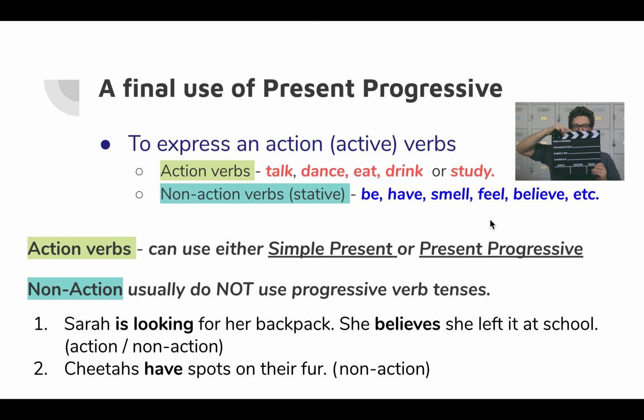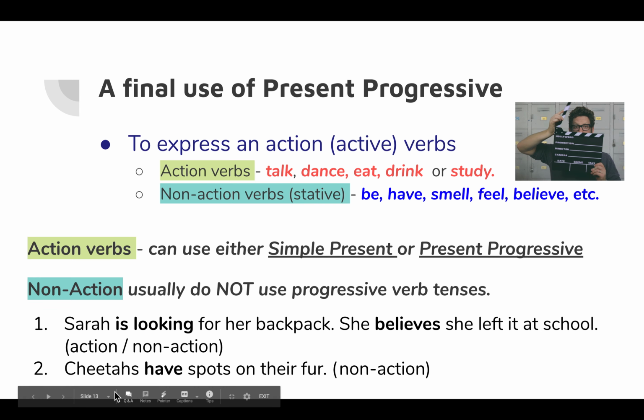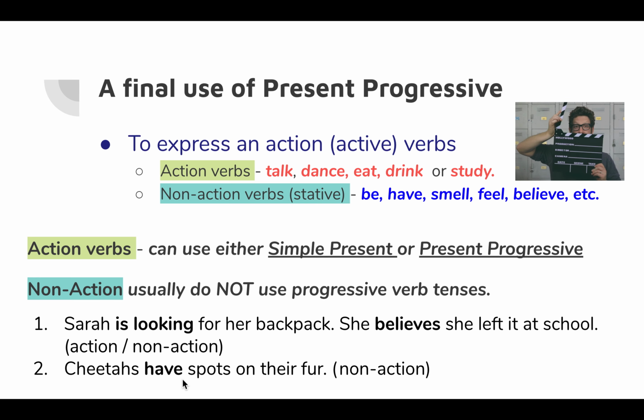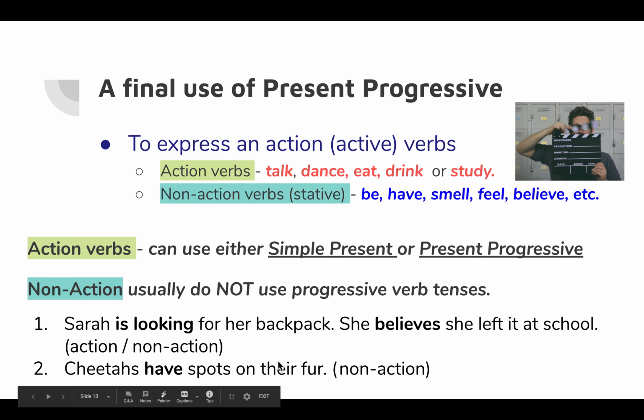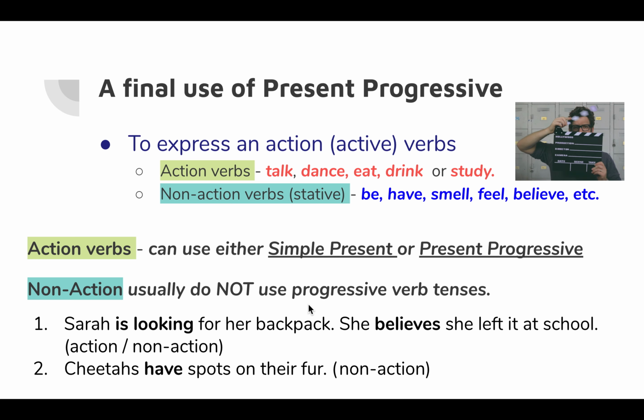Believes is a non-action verb or a stative verb. So I'm going to use present simple. Even though she believes right now, I still need to use present simple because it's a non-action verb. Number 2, cheetahs have spots on their fur. This is also a non-action verb. Can you show me have? Can you act it out? No, so it's a non-action verb. I'm going to use present simple because non-action verbs usually do not use progressive verb tenses.